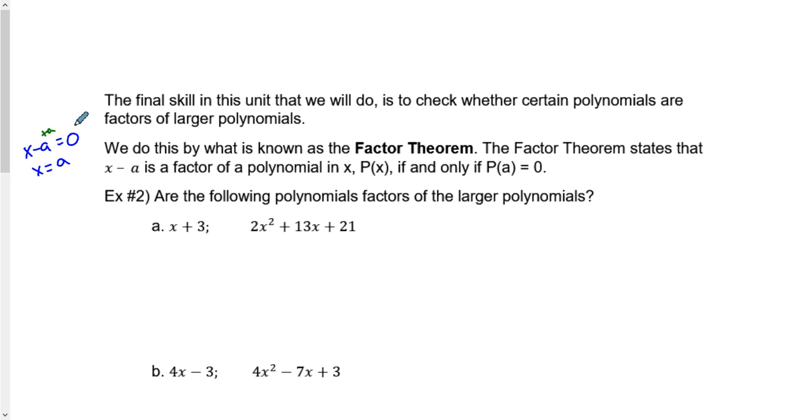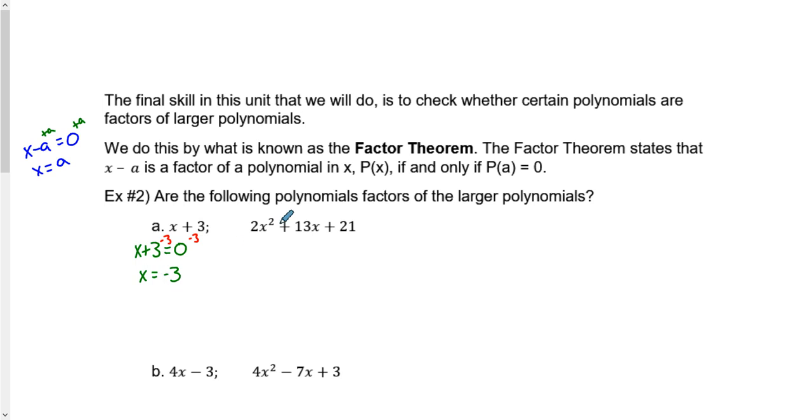Meaning, by adding a to both sides, all we're going to do is plug this 0 into another polynomial. So on this one, for x plus 3, what we do is we say x plus 3 equals 0. So if we solve for the x, we'd be subtracting 3 from both sides. So we would say x equals -3.